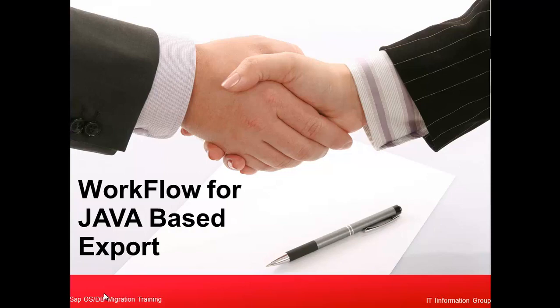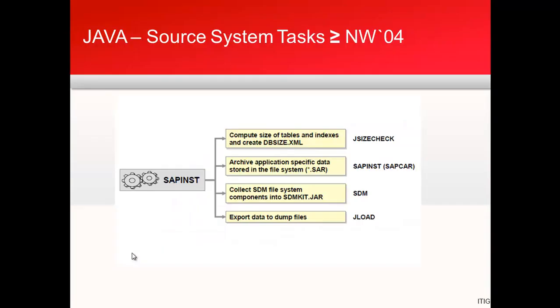So basically the first thing that we will talk about is the source system task, especially for the system which is greater than NetWeaver 04. Here you can see that these steps are generic steps and they are important for the Java based web-based system copy. Steps may vary a little bit in their order, but the JSize check, what you're seeing here, is called to create the dbsize.xml file for all target databases where this file is needed.